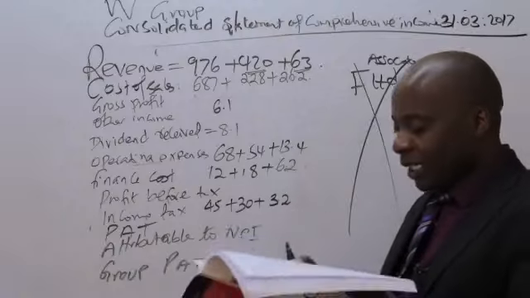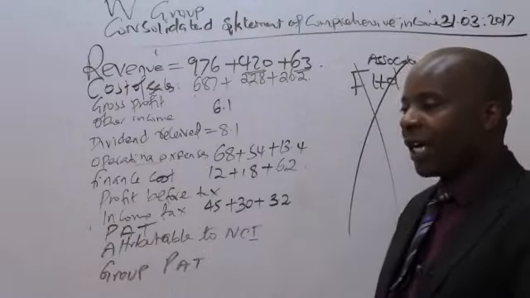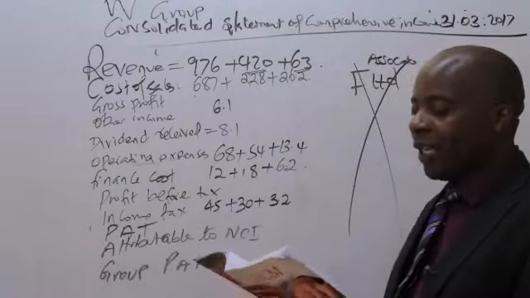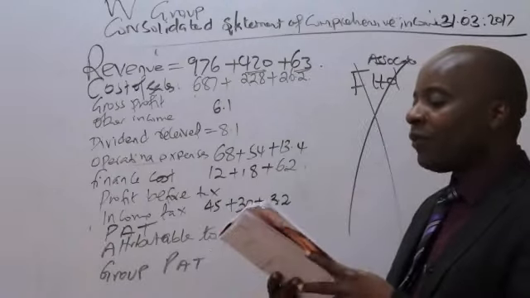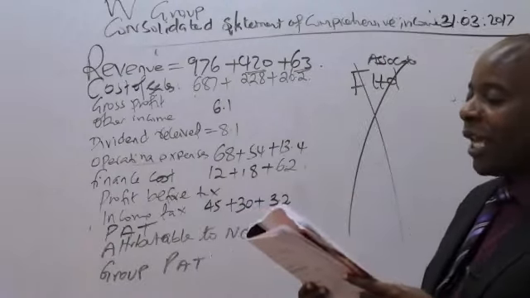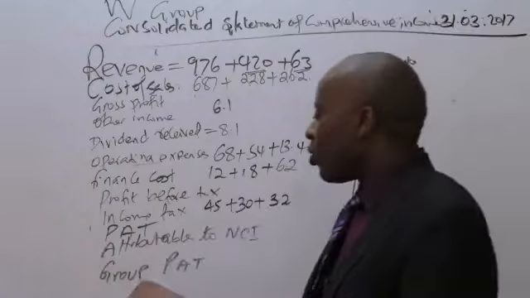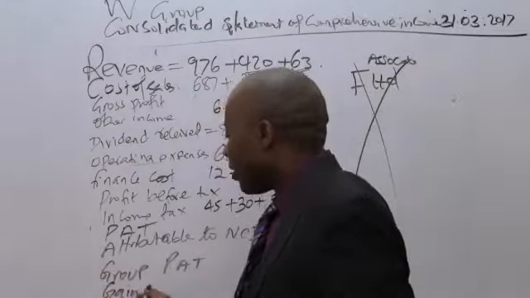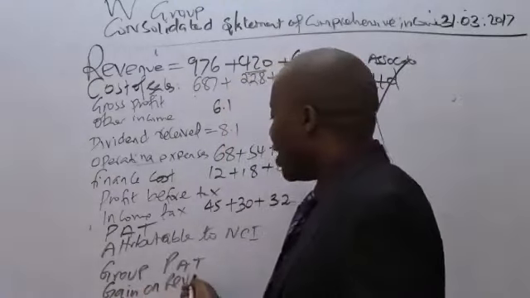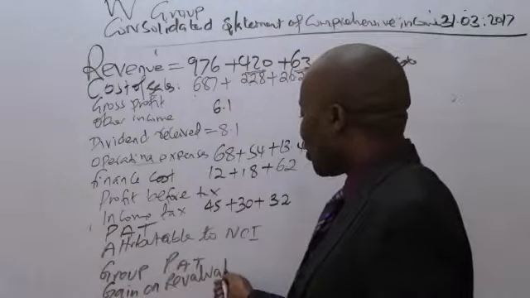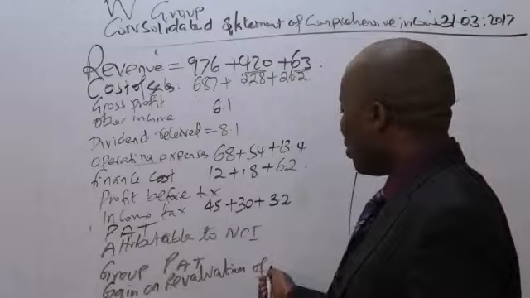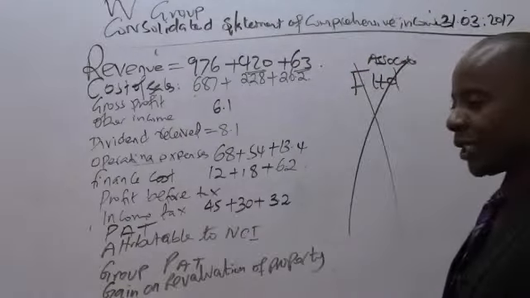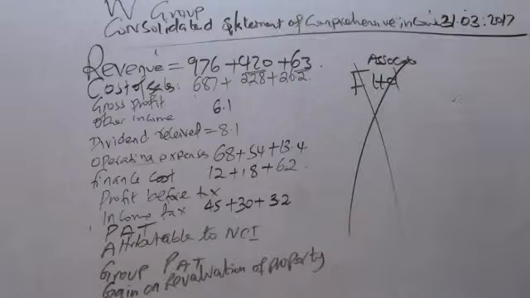Now, after getting this group profit after tax, of course, we have what we call other comprehensive incomes. Under other comprehensive incomes, what do we have? We have gain on revaluation of property.